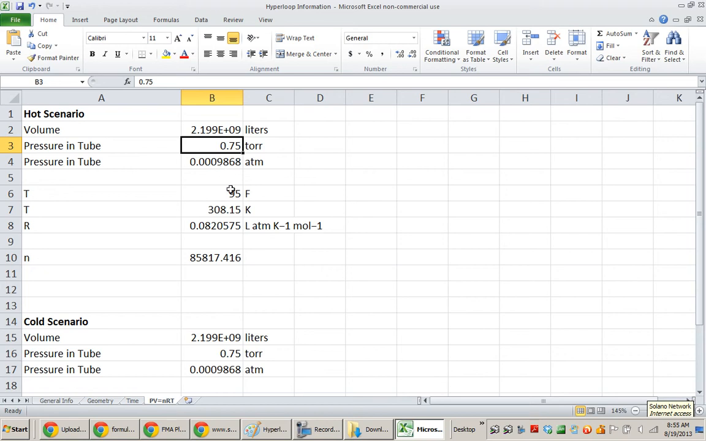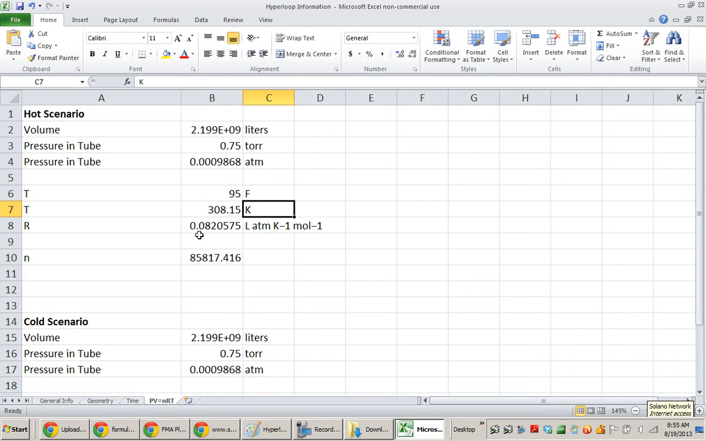And 95 degrees Fahrenheit, well, if I take that number, subtract 32 from it, multiply it by 5/9, and then add 273.15 to that, I would get it in Kelvin, and that's what I did here. So 95 degrees Fahrenheit is roughly 308 Kelvin.